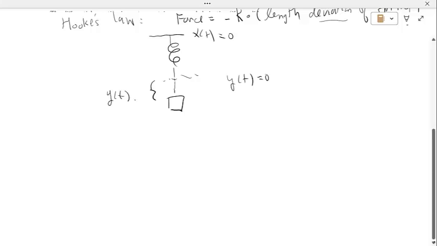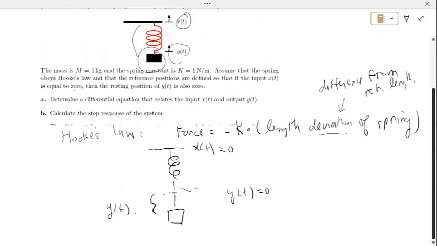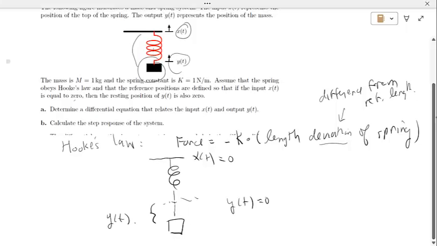Now I'm not sure if he's measuring y of t to be positive or negative. It looks like y of t positive is in this direction and y of t negative is in this direction. So actually, this y of t is going to be negative. We need to make sure that we understand how that works out. Now, that means that the length deviation, the spring is now extended this far. So it's that much longer. So the length deviation is equal to y of t.